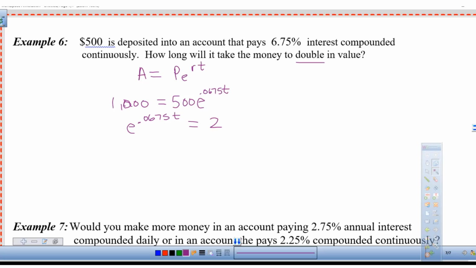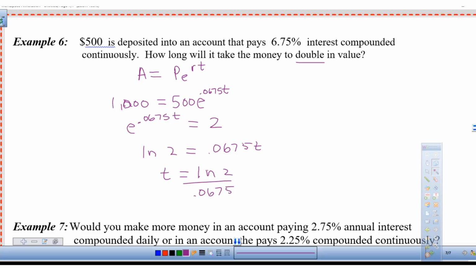Yes, we are. So it's log base e of 2. What's log base e? ln. You can write it like that if you want to. ln 2 is equal to 0.0675t. To solve for t, divide. So the exact answer is ln 2 divided by 0.0675.